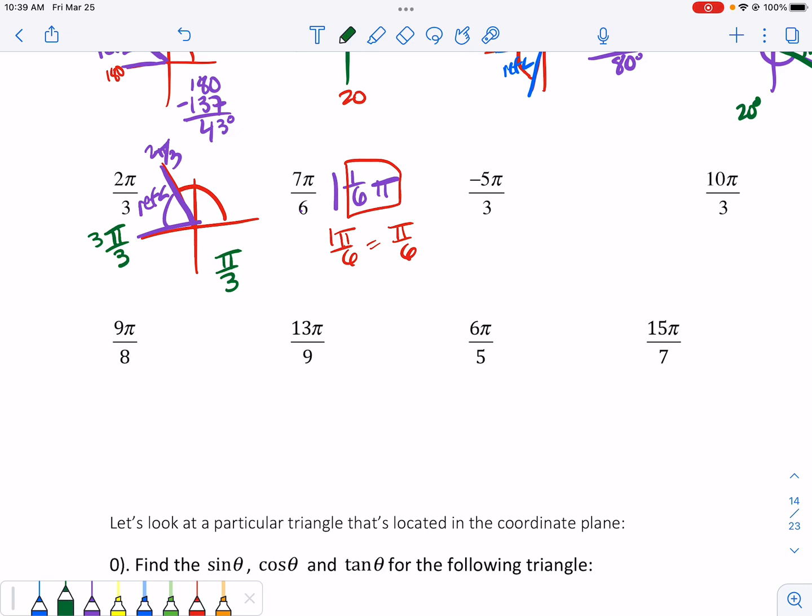You do the same thing even if it's negative. So here I just say, how many times does 3 go into 5? Well, it goes in once, you have 2 left over, so that gives you 2/3 pi. So I have -1 and 2/3 pi.